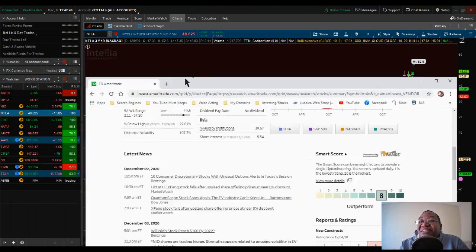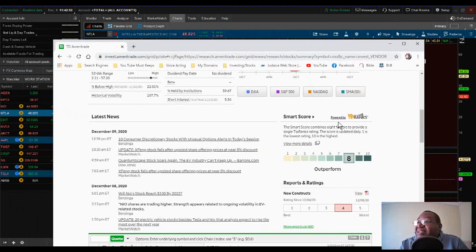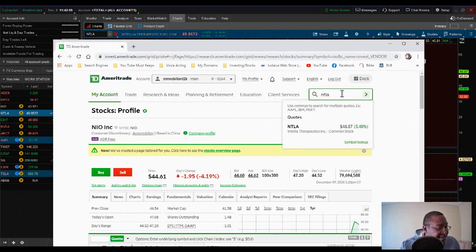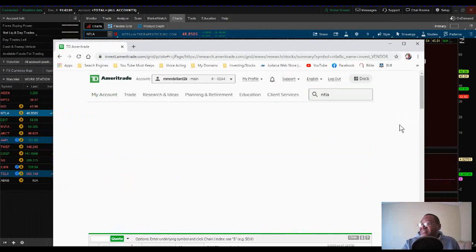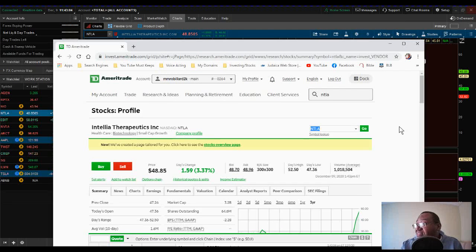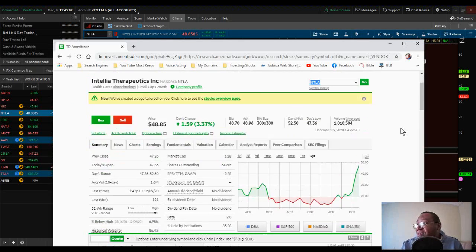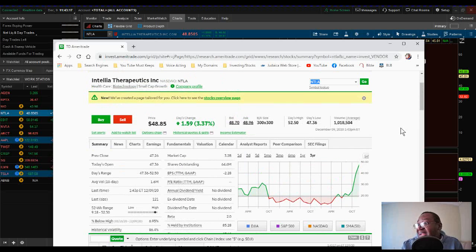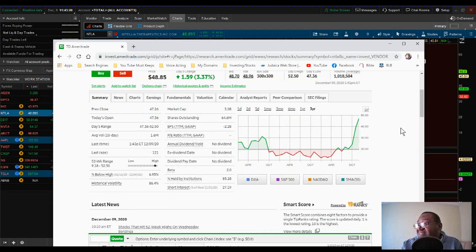Let me see what our little analysis setup says here about this particular stock. NTLA. Nine. All right. This looks pretty good. This looks pretty promising.